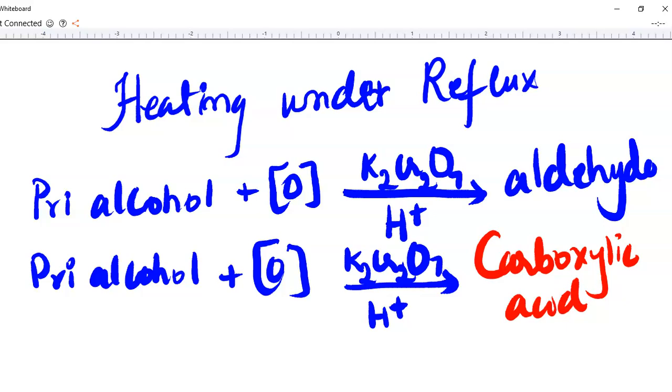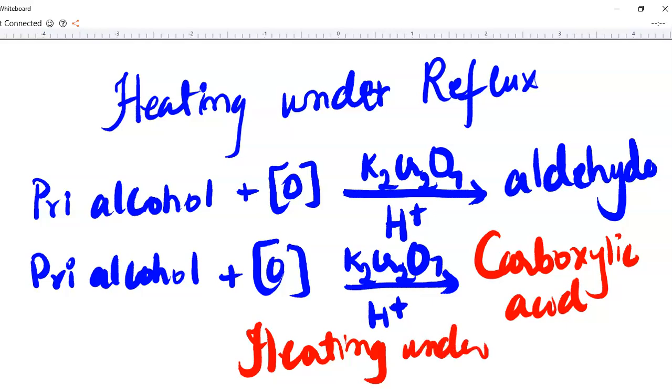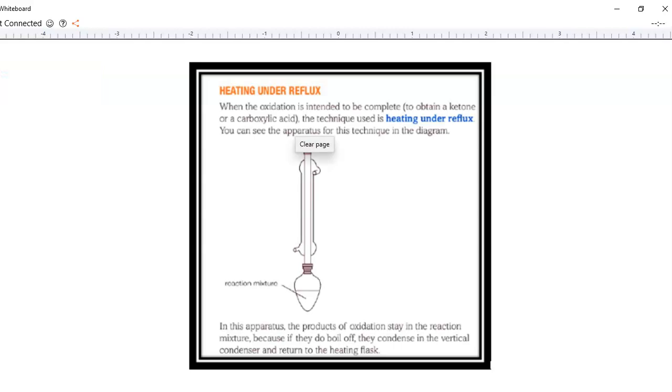if we use a condition which is called heating under reflux. So first of all, let me explain what heating under reflux is. See this diagram, it shows the heating under reflux. In this apparatus, the products of oxidation stay in the reaction mixture, because if they boil off, they condense in the vertical condenser and return to the heating flask. So we use this heating under reflux apparatus.